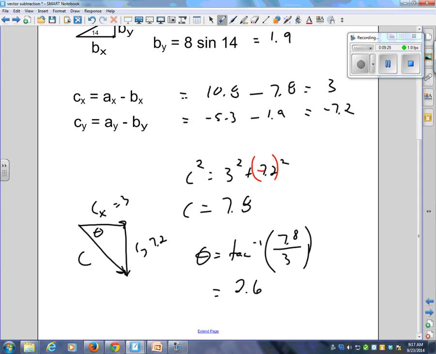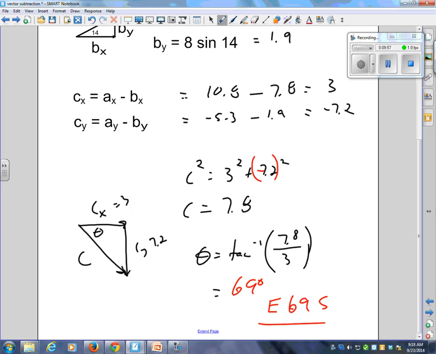Yeah, 7.8 divided by 3 is 2.6. It did seem wrong. I got a little distracted there. So 7.8 divided by 3, and then I've got to take the inverse tan of that, right? Thank you, Paige. So we got 69 degrees, is that right? Yeah. Okay, and that's going to be east 69 south.